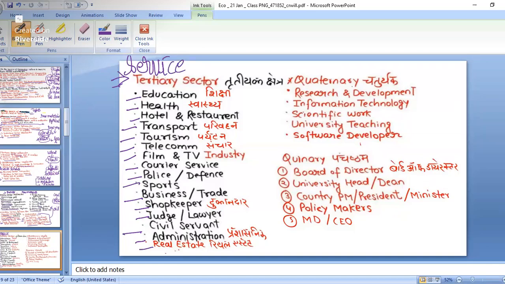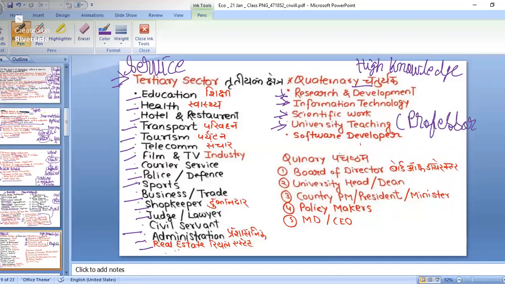Okay. Now we have the quaternary sector. So for the quaternary sector, we studied that it is about high knowledge and innovation. Okay. So here we have research and development, information technology, some scientific work, university teaching. University teaching is what? Like professor, assistant professor. Okay. So this is the quaternary sector. Software developer. So all these are examples of quaternary sector.